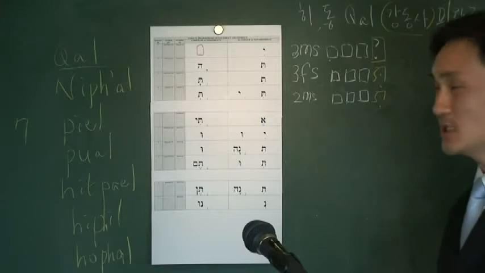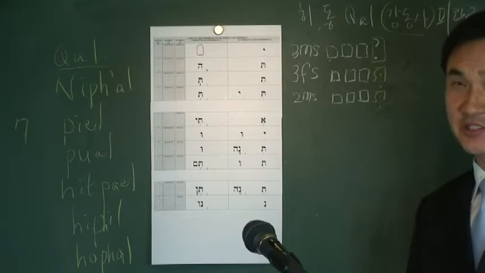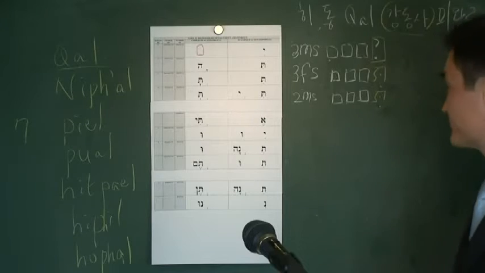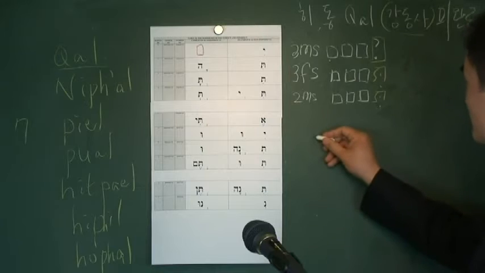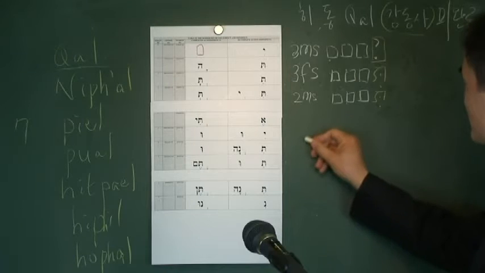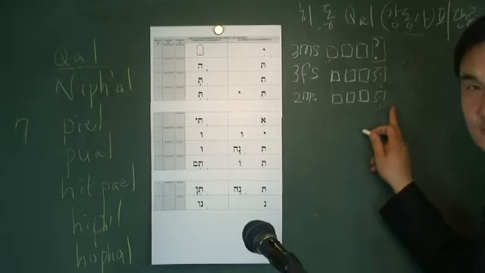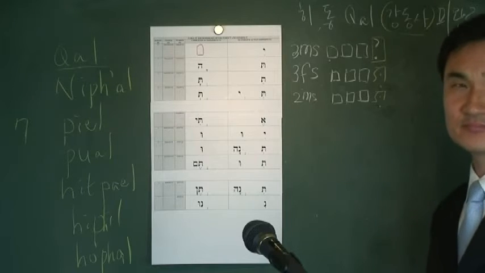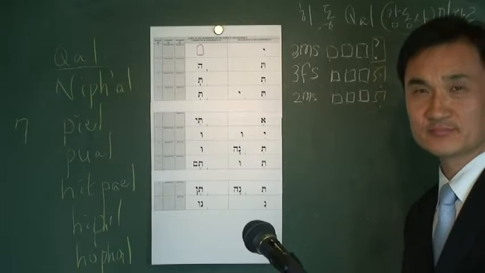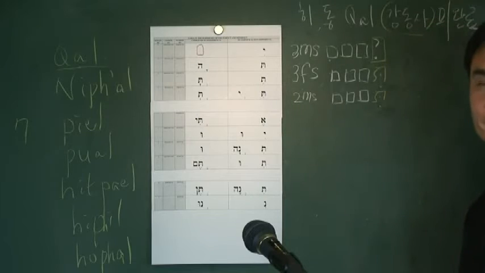Because the forms of the third person feminine singular and the second person masculine singular are the same, we can decide whether it is a third person feminine singular or a second person masculine singular by the context in which it appears.